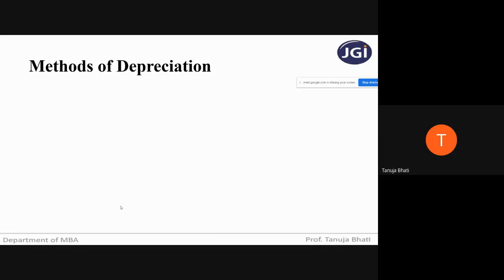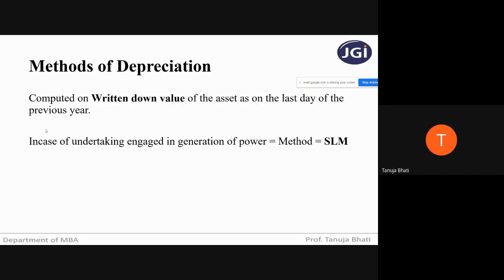Now, when is the straight line method to be used? It is to be used in case of those businesses which are engaged in the generation and distribution of power. Those businesses usually will claim depreciation on the straight line method. So let us see. Depreciation is computed on the written down value method of the asset as on the last date of the previous year. And in case of undertakings or businesses which are engaged in generation or distribution of power, the method that they use is the straight line method of depreciation.